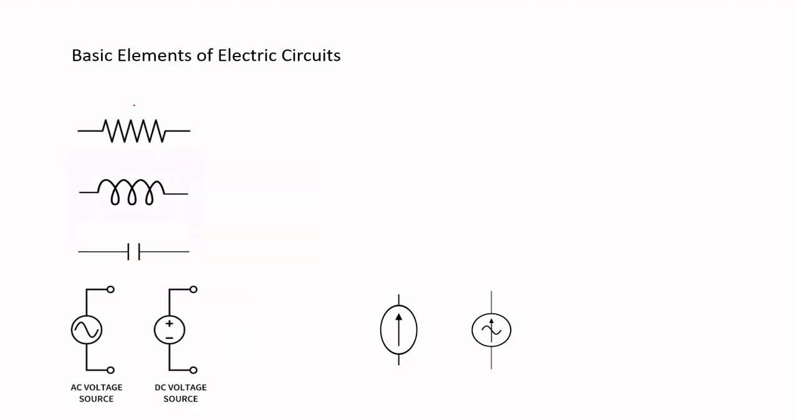First, let us have a look into the basic elements of electric circuits. The basic elements of electric circuits are resistors, inductors, capacitors, and energy sources. When I say energy sources, there are two kinds. One is voltage source, another one is current source. So this is a symbol for DC voltage source and this is a symbol for DC current source. Likewise, this is a symbol for AC voltage source and this is a symbol for AC current source. These are sources of energy.